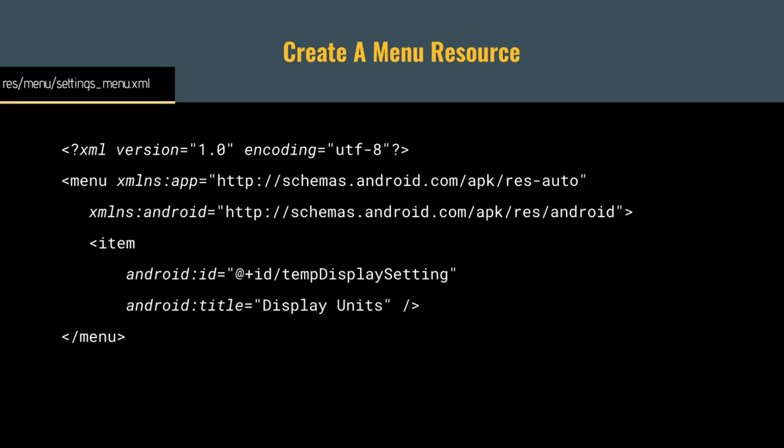We have a top level menu tag. Then we have the xmlns app and android tags. Those are the same as you see at the top of layouts or the other XML resources. And then below that, we have this item tag. And within the item, we've defined a menu item ID, which we can use to reference the individual item when responding to clicks. And then we've defined the title as well. And if we wanted to do an icon, this would be the place to define the icon.